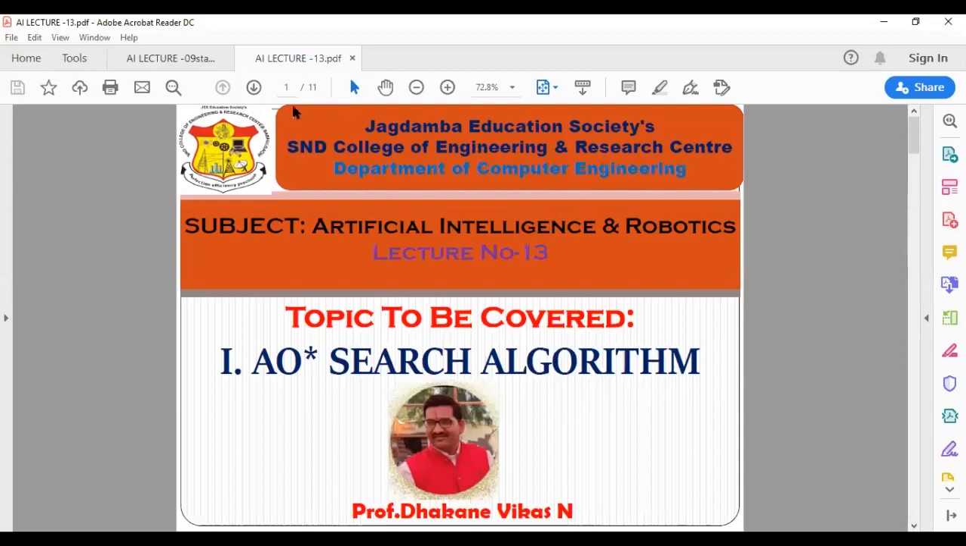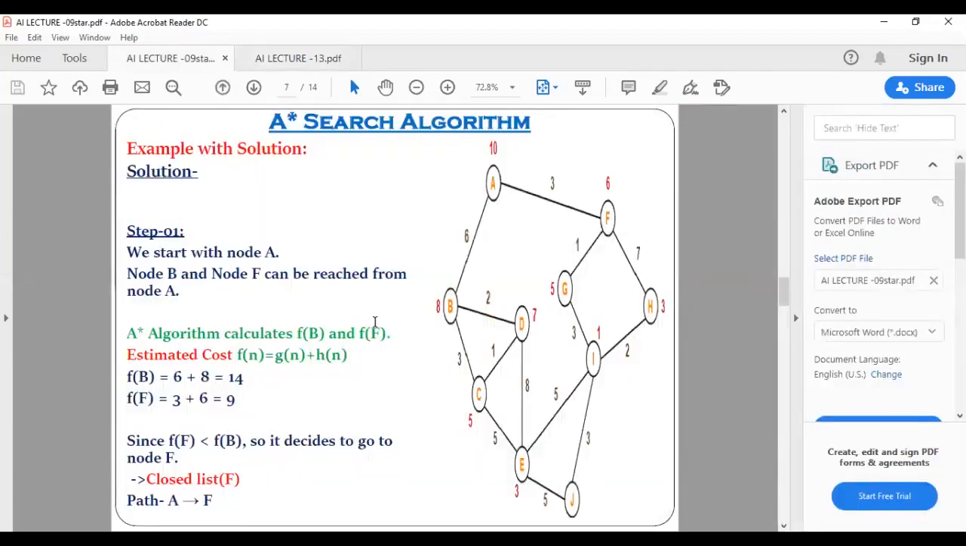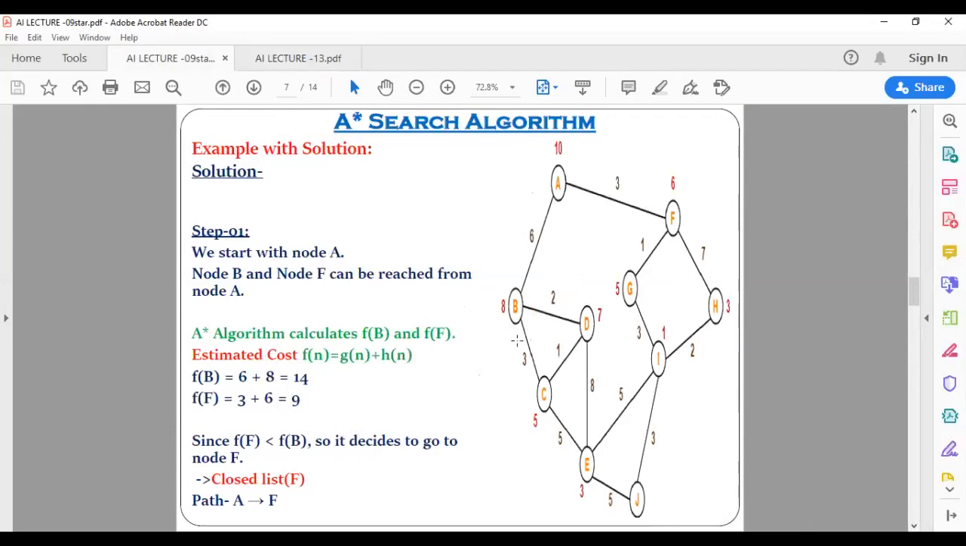Last time, we studied one of the algorithms of informed search technique. First, we studied the best first search, and then we studied the A star algorithm. In the A star algorithm, we studied how we can get the best of the best solution as compared with the best first search. Now, one point I want to make clear here, so that it will help us understand our next searching algorithm, that is, the AO star search algorithm.